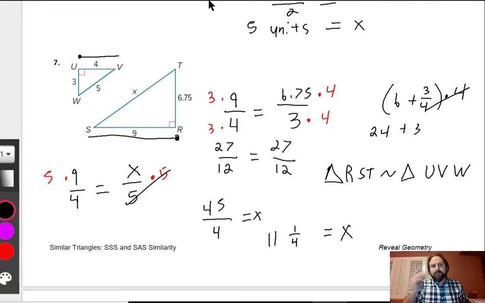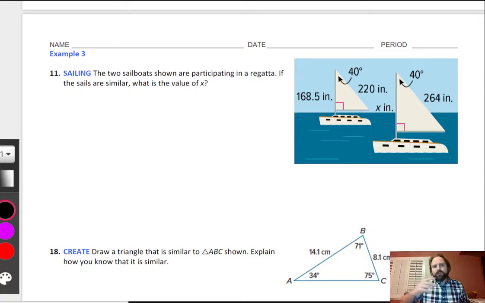Alright guys, looks like we still have a few more minutes, so let's keep going. This will be our last example, and then the following two questions will be yours to complete. So, sailing. The two sailboats shown are participating in a regatta. If the sails are similar, what is the value of x? Well, what makes this different? It's just a real world example. That's the only difference. Everything else was exactly the same, and the numbers are a little different.